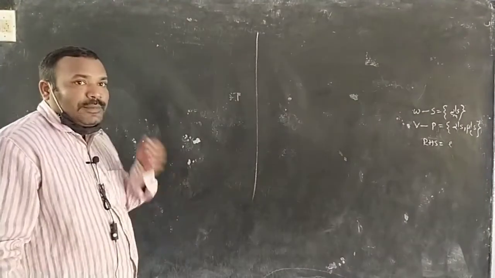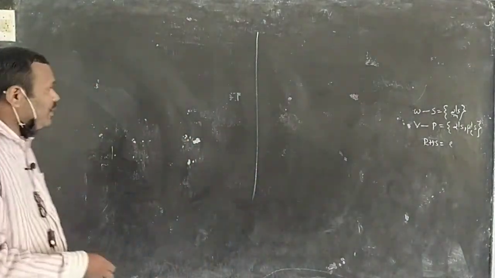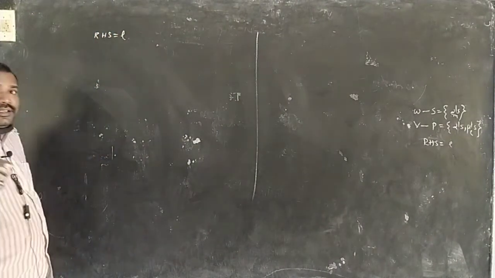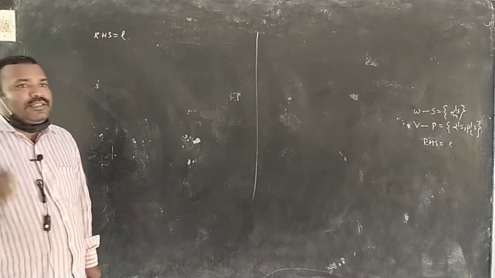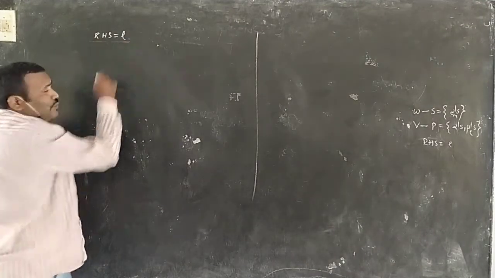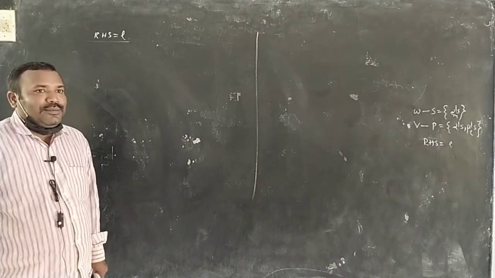Okay. In the previous class, we have proved RHS equal to L. So we are in the theorem, dimension of a quotient space. RHS is proved to be L. If LHS is also L, then the theorem will be proved.